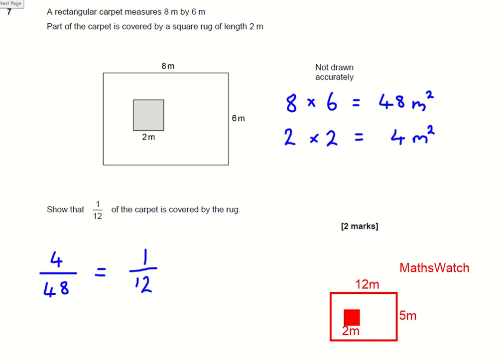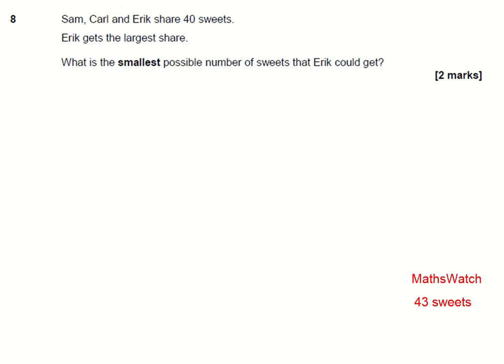And question 8 is going to be the last one on part 1. Sam, Carl and Eric share 40 sweets. Eric gets the largest share. What is the smallest possible number of sweets that Eric could get? So we need to divide these 40 sweets between Sam, Carl and Eric. Now 40 does not divide by 3 exactly, therefore there's going to be a remainder. So we're doing 40 divided by 3.